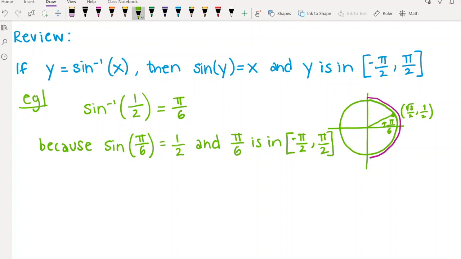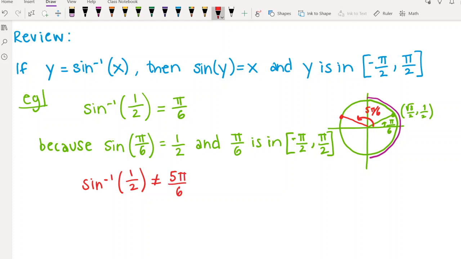So just to give kind of a counterexample, we could find a different angle on the unit circle that also has a y coordinate of 1/2. So for example, if we go to this angle here, this would be an angle of 5 pi over 6. It is true that sine of 5 pi over 6 is equal to 1/2, but it's not true that inverse sine of 1/2 is equal to 5 pi over 6.